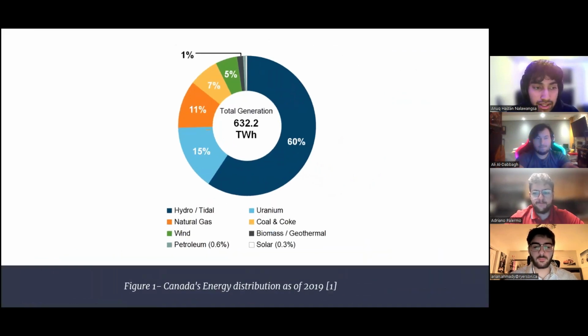As you can see from the pie chart, sourced from the Canada Energy Regulator, the energy distribution is vastly made by hydroenergy, followed by nuclear energy, natural gas, coal and coke, and lastly, biofuel. I will now hand over the mic to Aryan to discuss the objectives of this project.